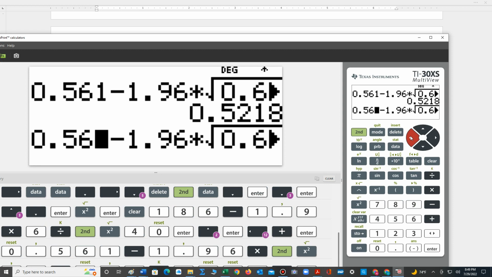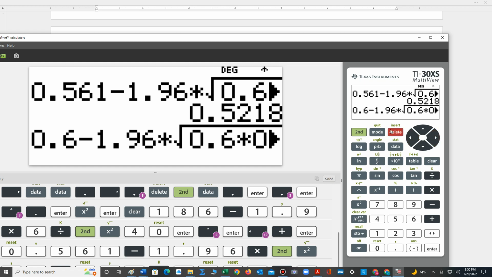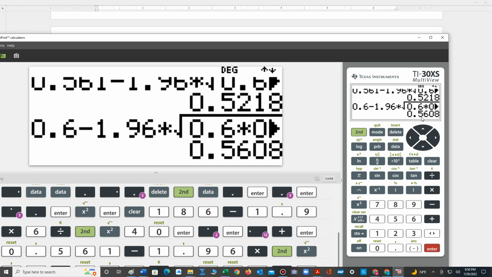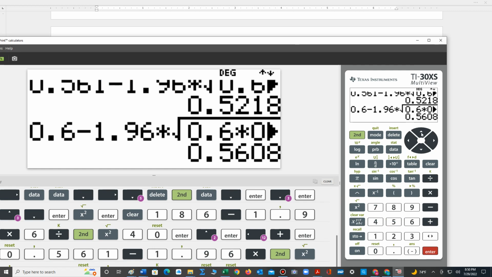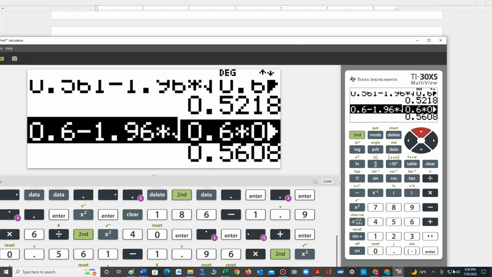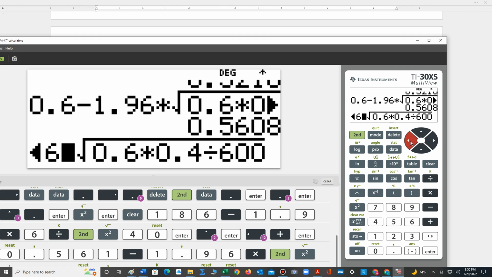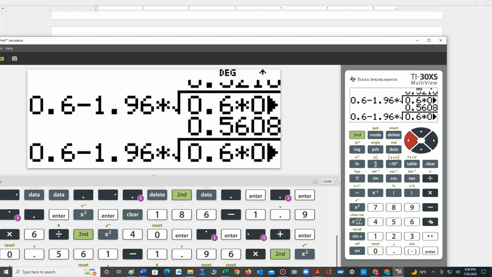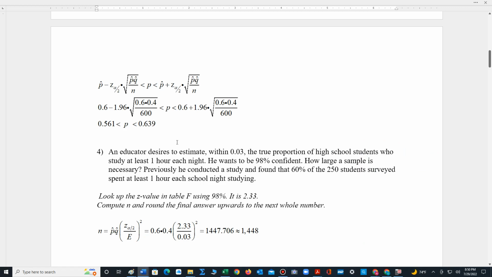So we'll hit delete, and then we'll hit delete over here. So be really careful when you type in your values. It should be 0.6. That's our p-hat. And then we get 0.5608. That's going to be 0.561. That's the value we wanted to calculate. And then once again, we can come back and we can edit the equation and then just change the minus to a plus. 0.639 is the right endpoint.